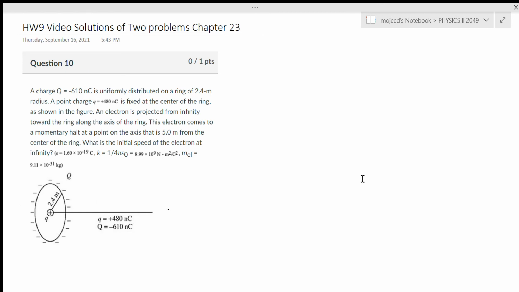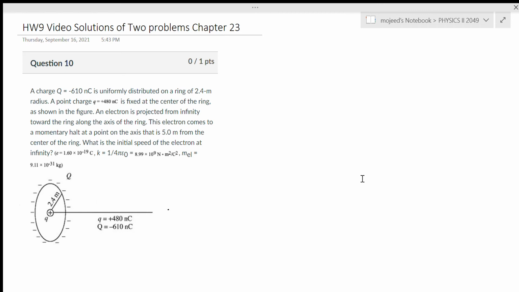There's also a point charge with a value of positive 4.80 nanocoulombs fixed at the center of the ring. An electron is projected from infinity towards the ring along the axis of the ring, and it comes to a momentary halt at a point on the axis that is 5 meters from the center of the ring. What is the initial speed of the electron at infinity? We're given the charge of the electron, the value of k, which can be written as either a fraction or in scientific notation, and the mass of the electron.